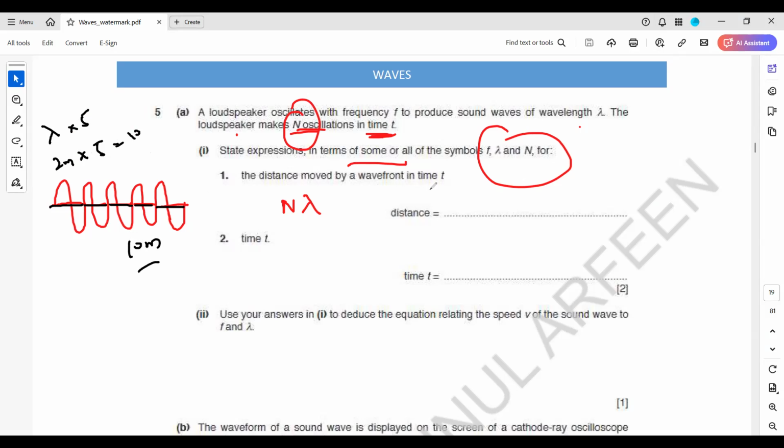So the distance moved is the wavelength multiplied by the number of oscillations or number of waves. I know the length of one wave, so I multiply by the total number of waves, and I will know how much distance these oscillations will cover. Then we need the time, the total time it takes to reach there.